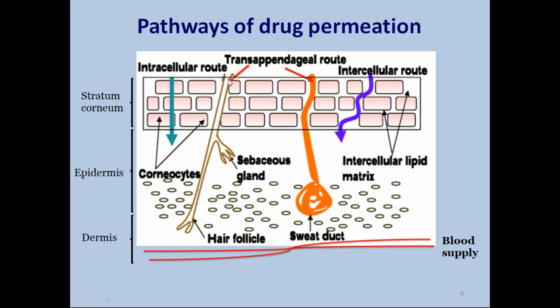There is one more route that is known as the transappendageal route. That is, the drug may pass even through the appendages, as you can see. This is the sebaceous gland, these are the hair follicles, and these are the sweat glands. Some of the molecules can pass directly through these appendages and reach what is known as systemic circulation. This pathway is known as the transappendageal pathway, or sometimes the follicular pathway.